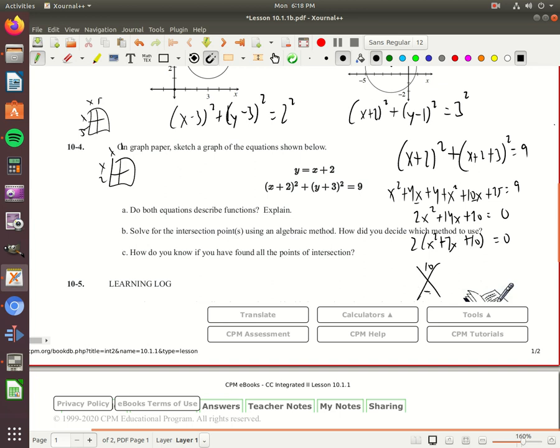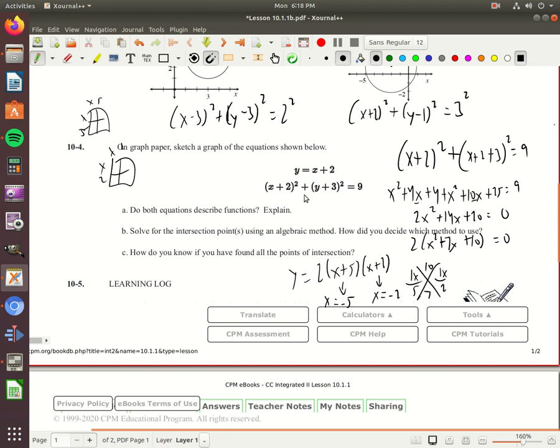So I have 10 and 7 with 1x there. So I go 5 and 2. 5 times 2 is 10, 5 plus 2 is 7. So I get this equation, 0 equals 2 times (x plus 5) times (x plus 2). But again, I want the intersections of these. So I know my solution here will be x equals -5, and I know my solution here will be x equals -2.